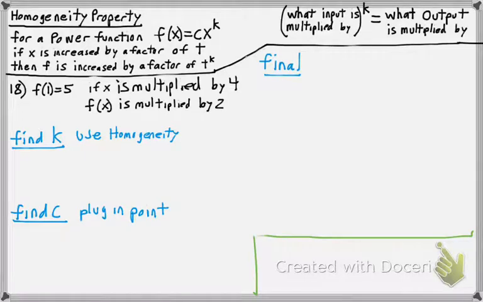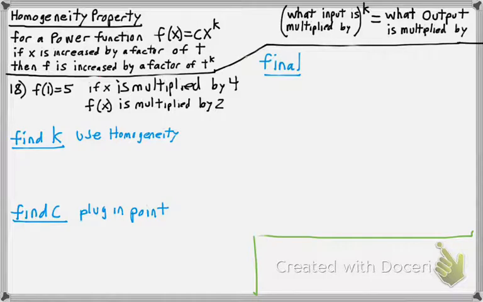Number 18, we have f of 1 is equal to 5. If x is multiplied by 4, then f of x is multiplied by 2. And they want us to come up with a power function for this. So my first step is going to be to find k using the homogeneity property.